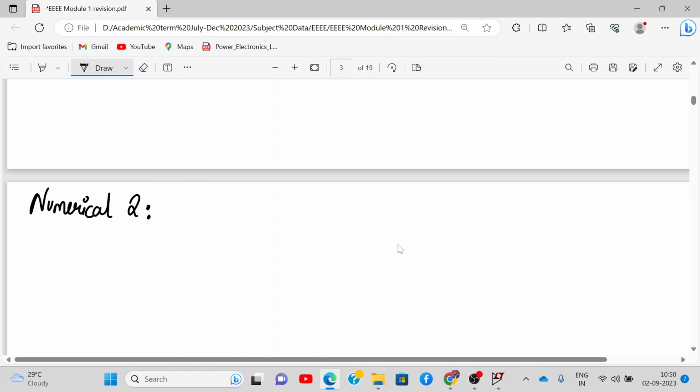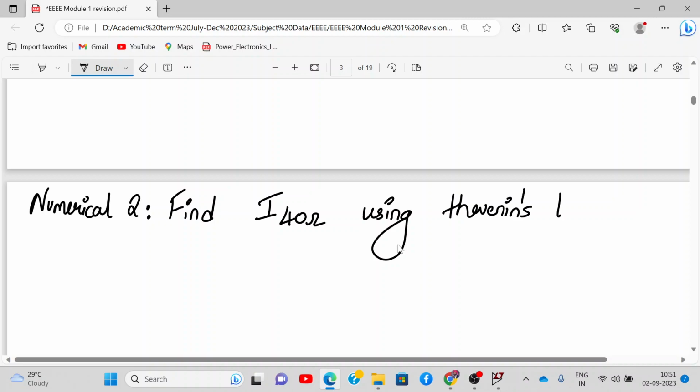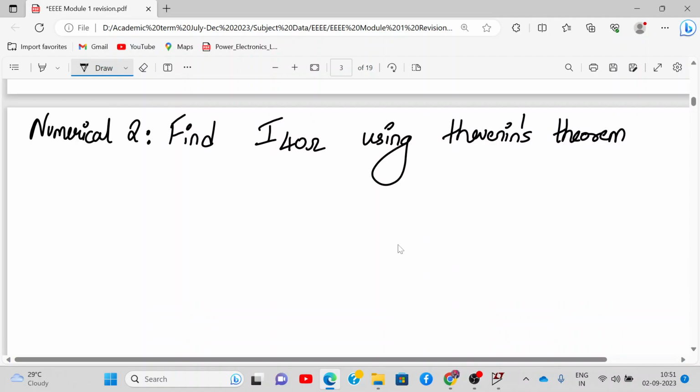Okay. So write down, find current flowing through 40 ohm resistance using Thevenin's theorem. And what is my circuit? My circuit is this.